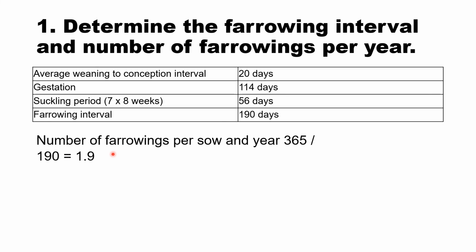So, meaning nito, yung isang sow, pwedeng mag-farrow ng 1.9 times or kung i-round natin, yung isang sow sa isang taon pwedeng mag-farrow or pwedeng manganak ng dalawang beses. So, yun yung first step. We need to determine the farrowing interval and the number of farrowings per year para malaman natin kung ilan yung mga ipapanganak ng mga sows natin.